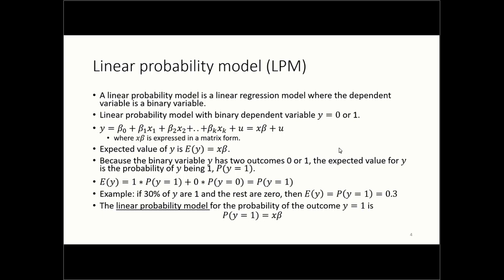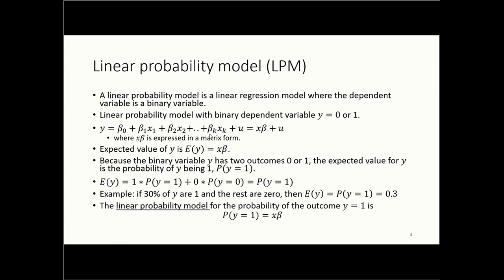Now, what is the linear probability model? A linear probability model is a linear regression model where the dependent variable is a binary variable. So this is exactly as we have talked about a linear regression model, only that the dependent variable is a binary dependent variable that takes the values of y equals 0 or 1. And so here we have y equals, and then we have all of the independent variables, x1, x2, all the way to xk, plus the error term here. And these beta 0, beta 1, beta 2, and beta k are the parameters here.